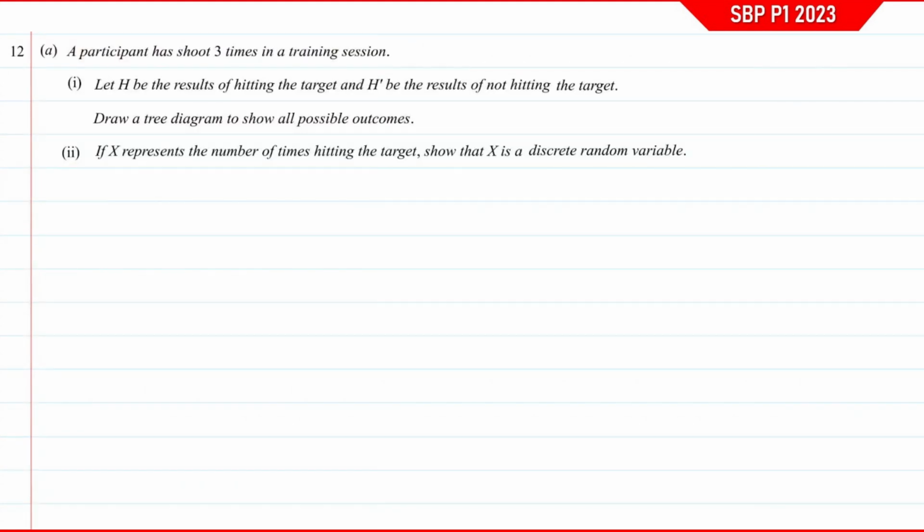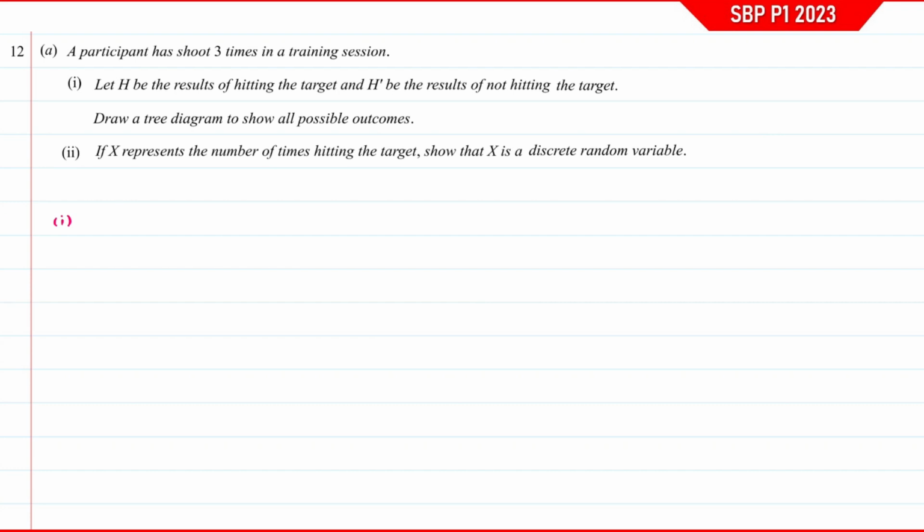Questions 12a. A participant has shot 3 times in a training session. 1. Let H be the result of hitting the target and H prime be the result of not hitting the target. Draw a tree diagram to show all possible outcomes.